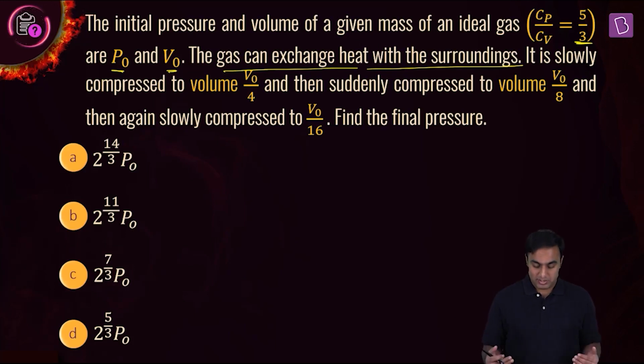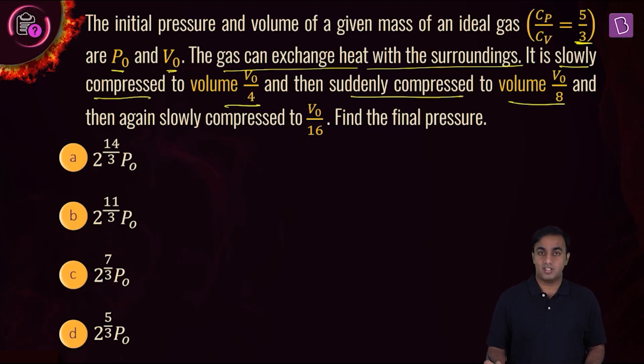Now this sample is taken through three different processes. First one is slow compression to volume V0 by 4. Second one is sudden compression to volume V0 by 8. And third one, slow compression to volume V0 by 6. We are supposed to find the final pressure of this ideal gas sample at the end of these three processes.